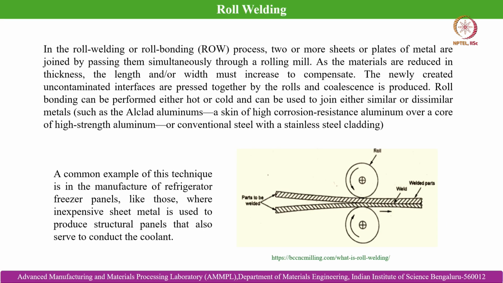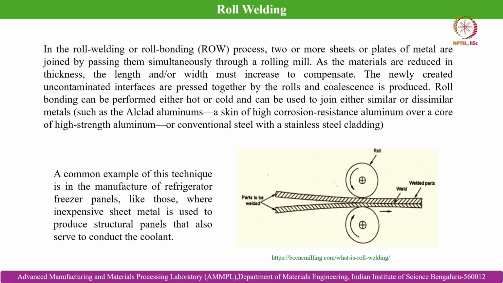And then roll welding. This technique is also called roll bonding, which is abbreviated as ROW. Here two or more sheets or plates of metal are joined by passing them simultaneously through a rolling mill.